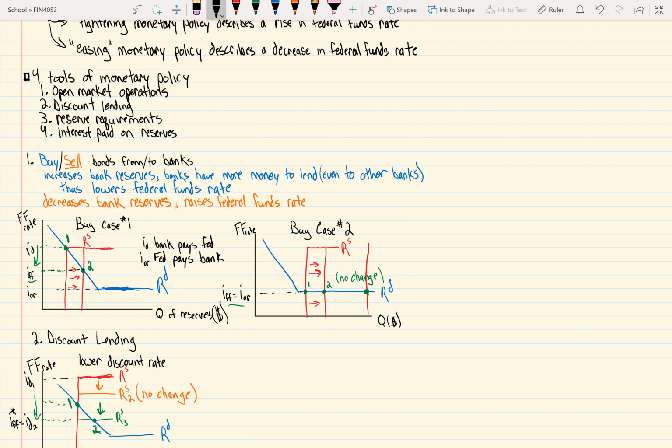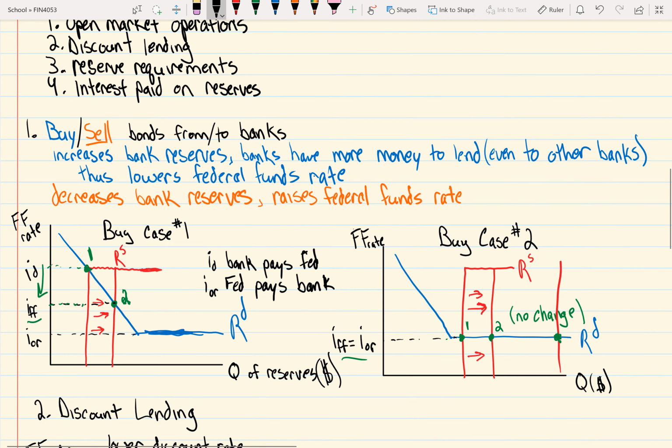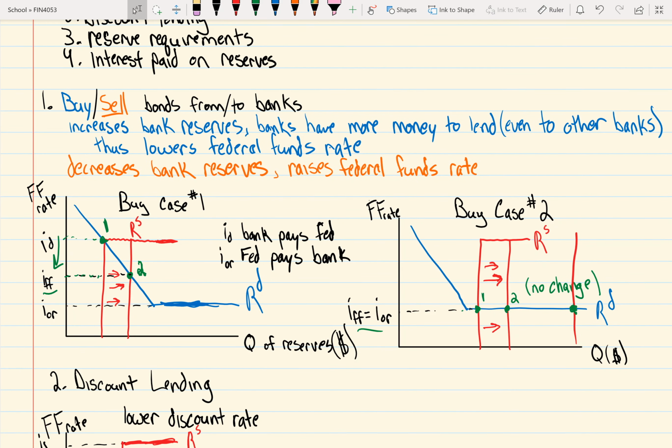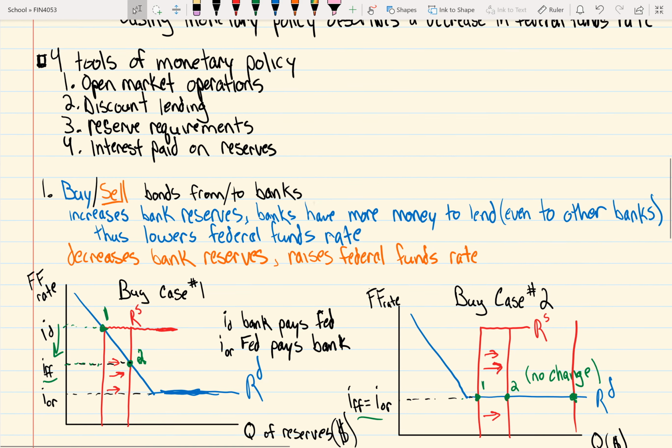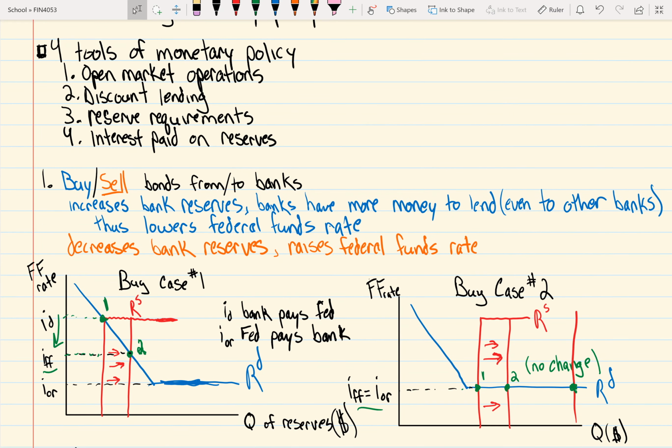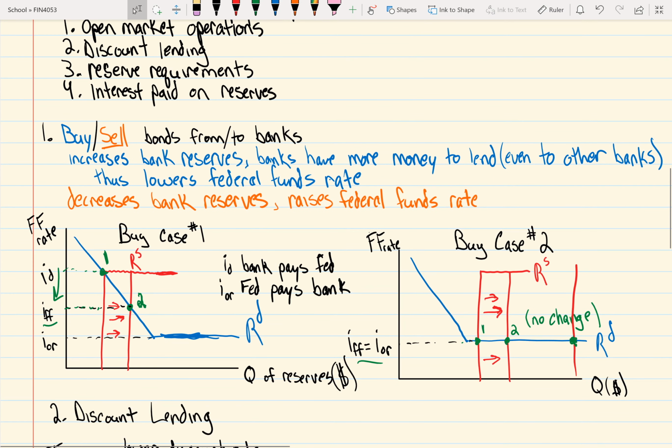Throughout Chapters 9 and 10, I thought this was maybe the most complex or complicated portion. So I just wanted to go over these supply and demand graphs with you all and go through each of these four tools. The first would be the case where the Fed has what they call open market operations. Part of that is either buying or selling bonds to or from the bank. So, buy case one.